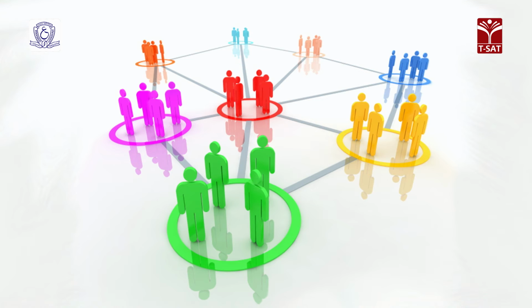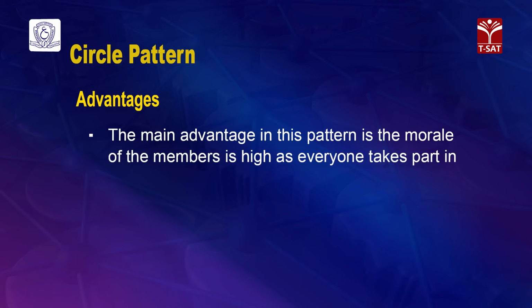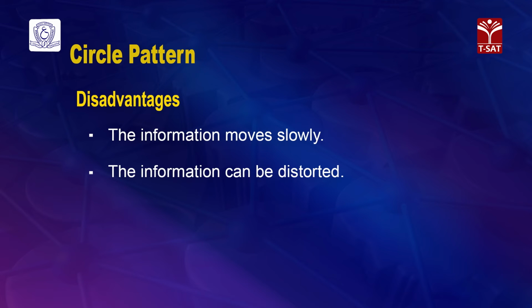The example of this pattern can be apartment society where no one is a leader and everyone takes the decisions. Coming to the advantages. The main advantage in this pattern is the morale of the members is high as everyone takes part in the decision making process. The disadvantage is the information moves very slowly. The information can also be distorted in this particular pattern.